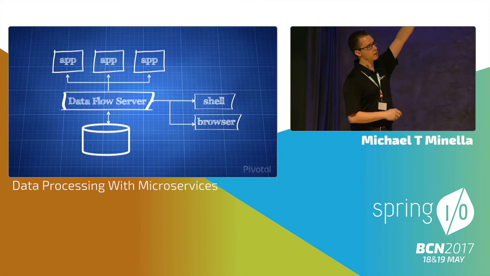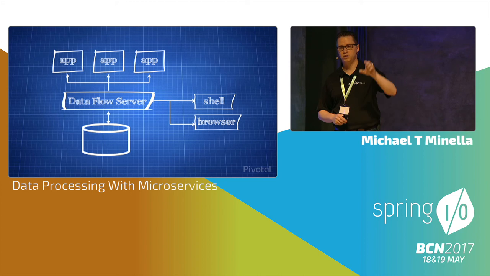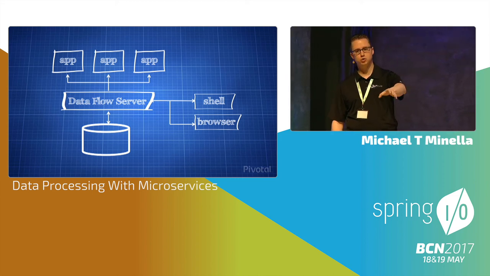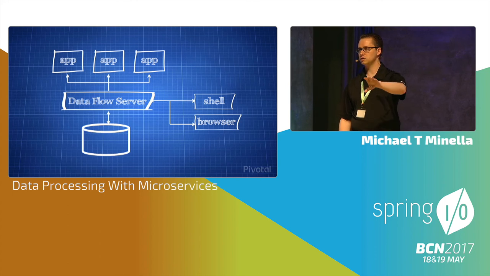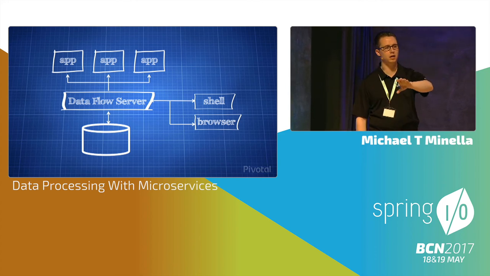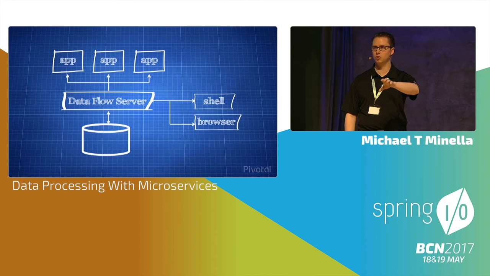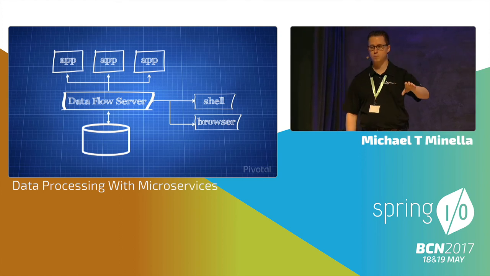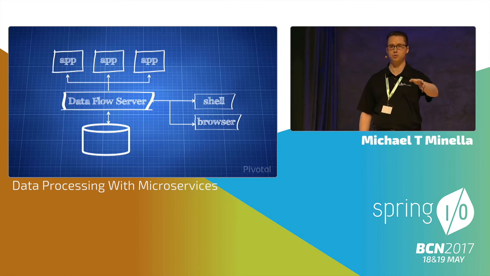From a topology perspective, this is kind of what Dataflow looks like. So you've got the Dataflow server in the center. It uses a data store for a couple of things. It uses a relational data store to store some metadata about stream definitions, application location, that kind of thing, as well as the task repository and batch repository if you're using either one of those features.